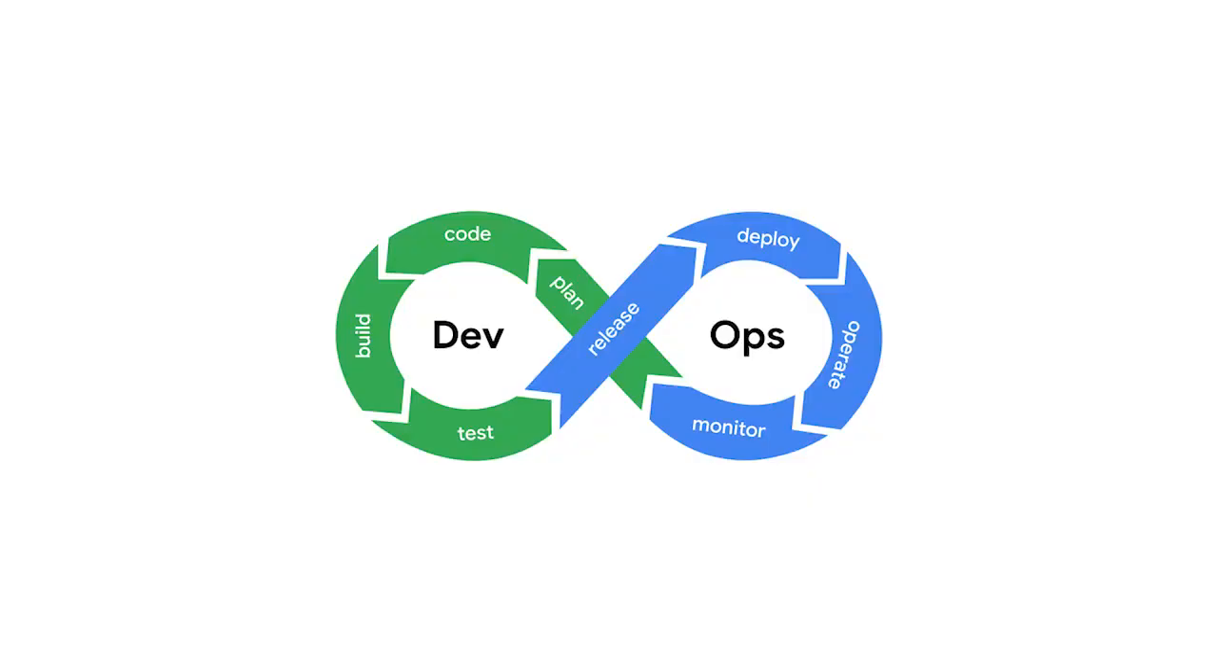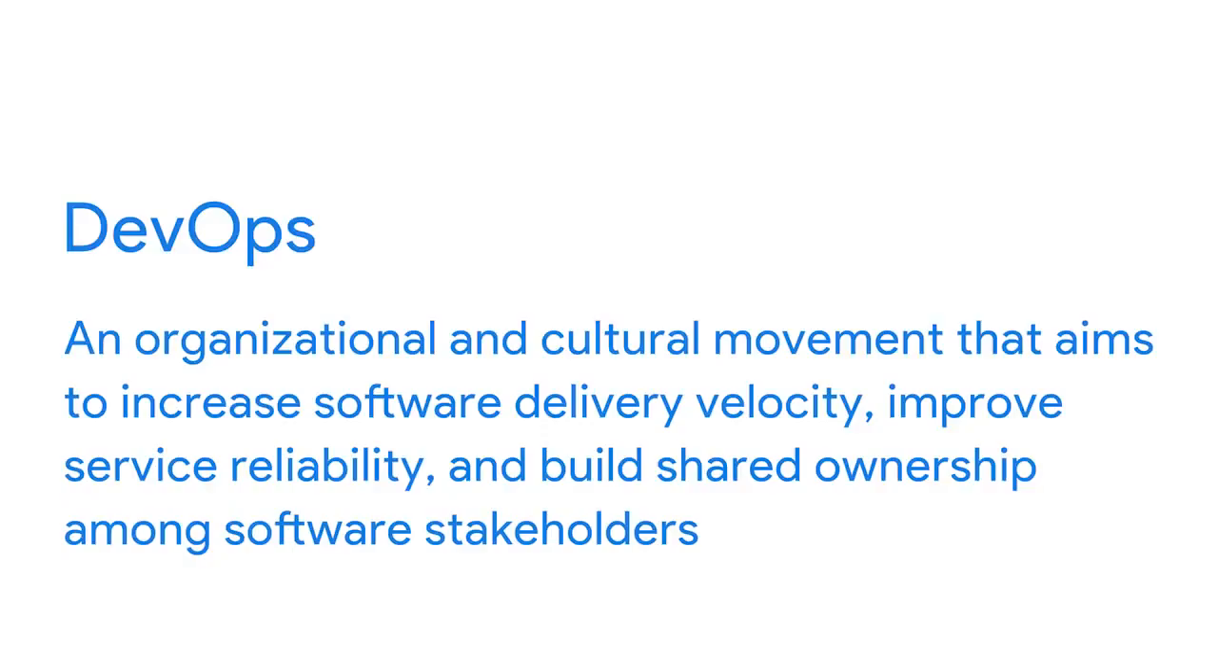The Agile Manifesto as a mindset or philosophy hasn't changed much in almost 30 years. The frameworks it inspired, though, have continued changing and evolving to keep up with changing business environments. One emerging Agile framework is called DevOps, which combines software development and IT operations. Our Google Cloud Platform business defines DevOps as an organizational and cultural movement that aims to increase software delivery velocity, improve service reliability, and build shared ownership among software stakeholders.